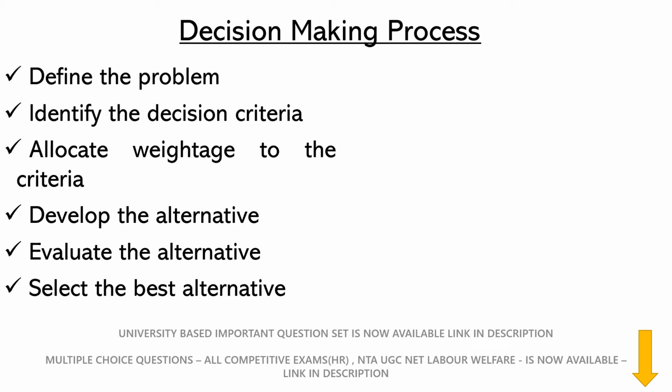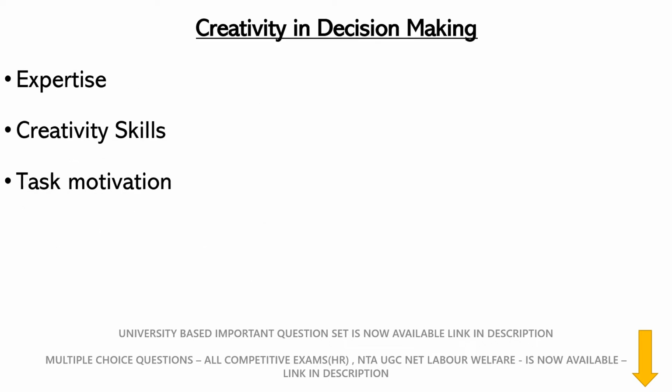Now once you have done that, select the best alternative. Now you have rated it, right? So it is very easy to make the decision, and your final step is you are finally deciding what kind of mobile you have to buy. So these are the decision making process. I hope it is understood. It is very simple. So let's move on to the next topic, that is creativity in decision making.